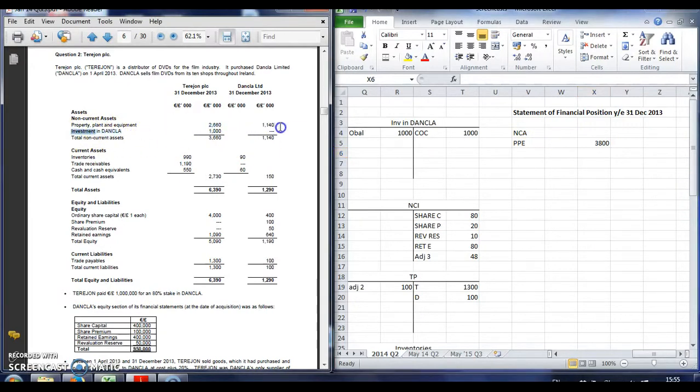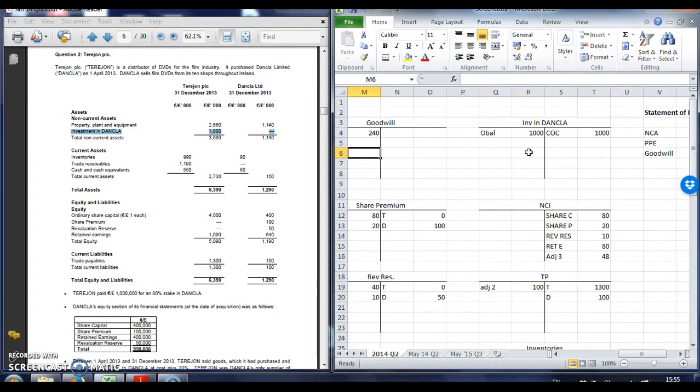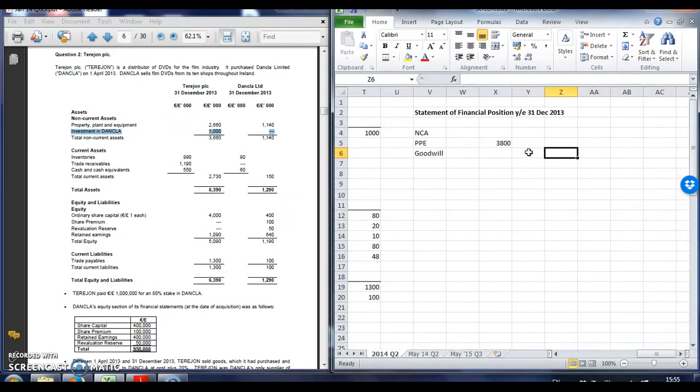The investment in Dankla we've stripped out, but we also know now we have a goodwill account from over here, and that is 240. So we now have our goodwill done, and the total on our non-current assets becomes these two added together, 4040. So we now look at our current assets, our inventories, trade receivables, and cash.